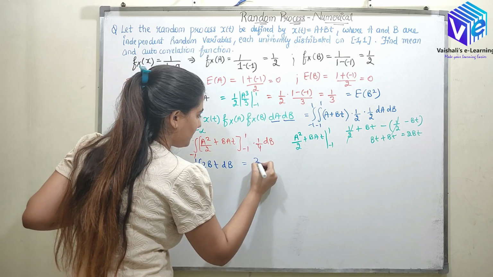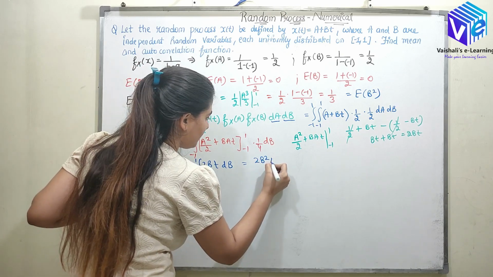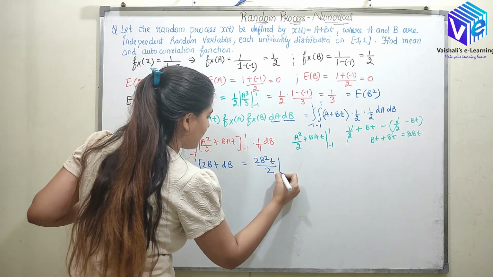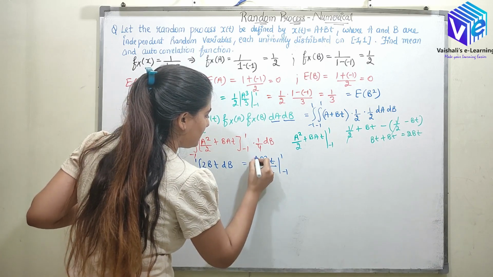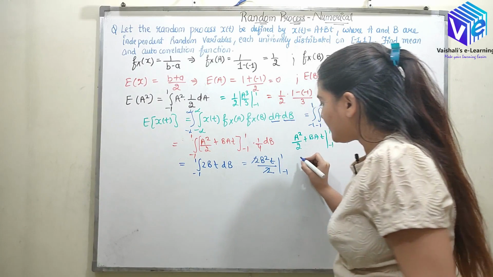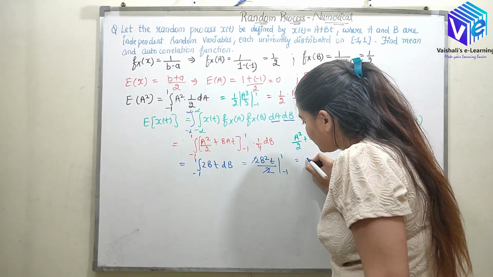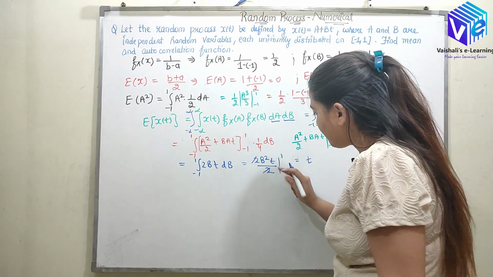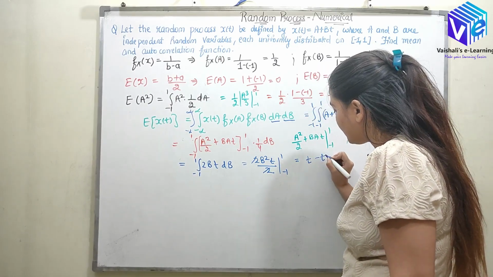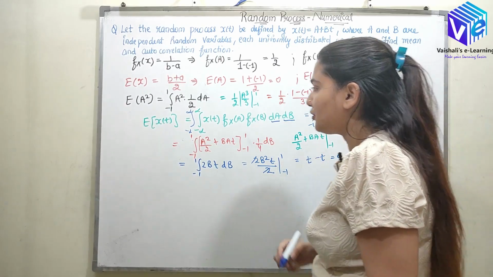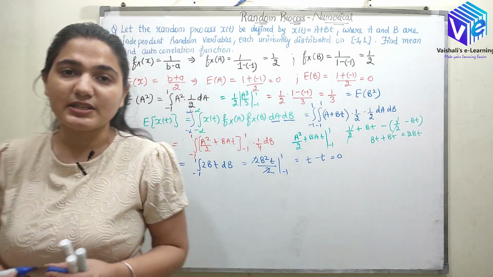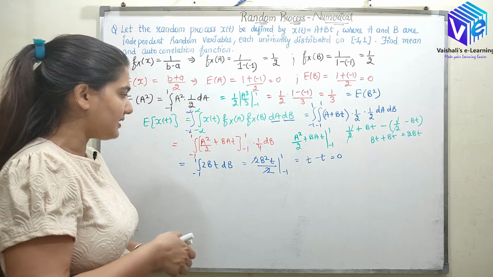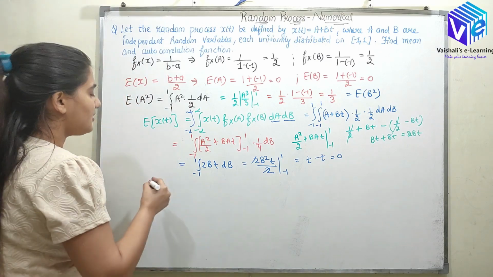So it is 2b square t upon 2, and the limits are again from -1 to 1. So now b square t. You can put the limits. When I put b equal to 1, I'll be having t. When I put b equal to -1, again I'll be having t. So the mean is equal to 0. The next thing I need to analyze is the autocorrelation function.